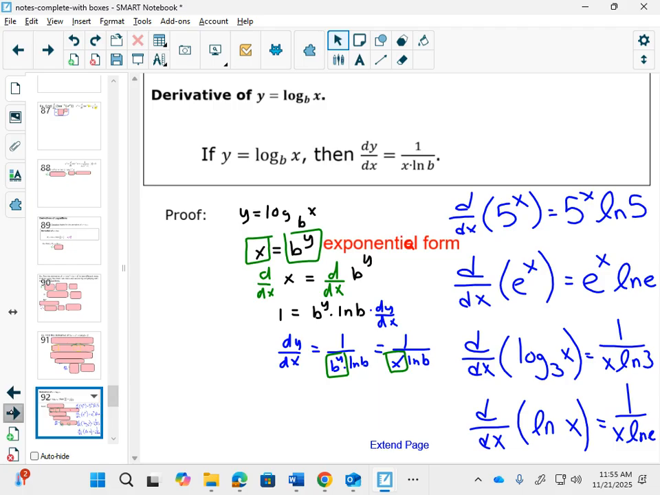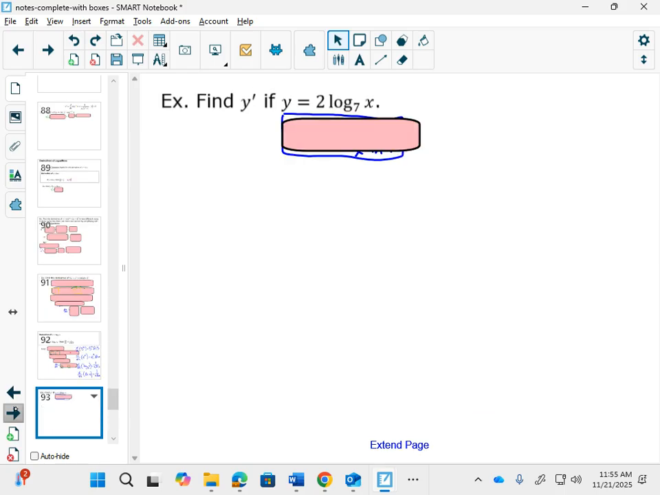Okay, so with that, one question to go. Find y prime, if y equals 2 log base 7 of x. Well, the 2 is just your coefficient, it would stay, and the derivative of log base 7 of x is going to be 1 over x, and have that extra natural log of 7 on the bottom.